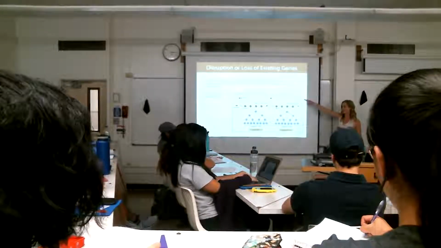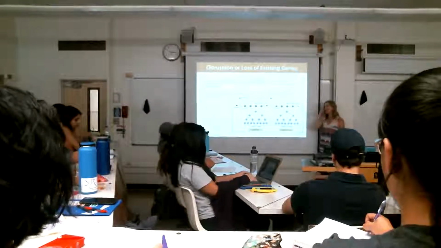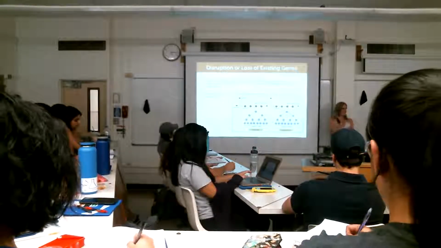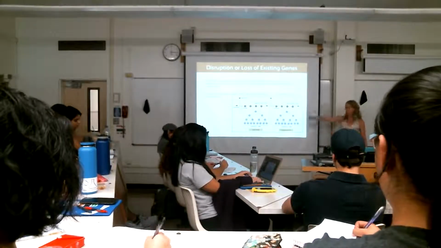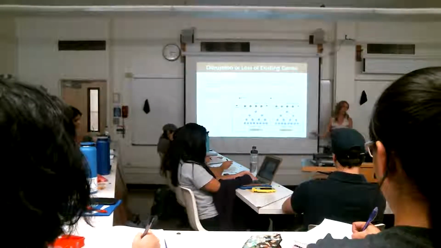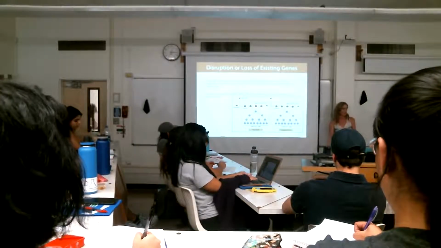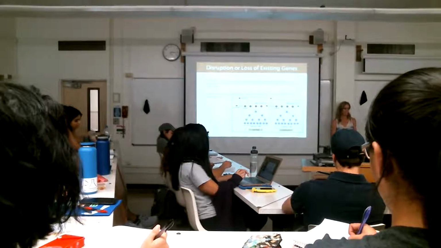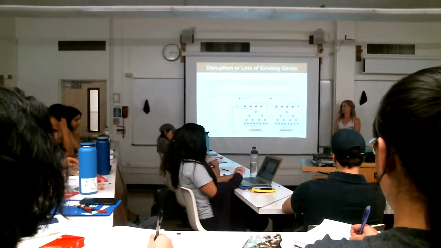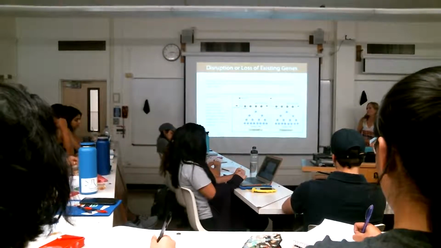Right, so that's it. That's the answer. Somatic mutations might affect the individual, but they're not going to affect the population, right? And what we care about are genes becoming a part of the human genome. They have to be passed down through our germline DNA.